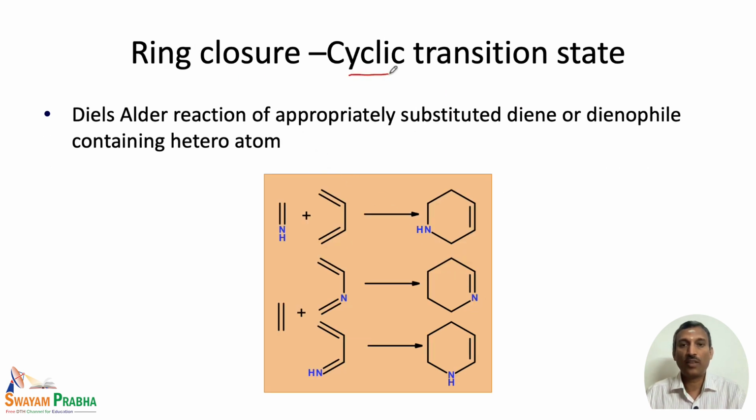The next one is the cyclic transition state reactions. So, the ring closure occurs during the cyclic transition state. Diels-Alder reaction is the most important reaction of this particular type, and here the heteroatom may be present in the dienophile or it can be present in the diene part. So, the heteroatom can be present either on the diene or on the dienophile. That leads to the cyclic system. During the cyclic transition state, this reaction proceeds, and this is an example of ring closure.